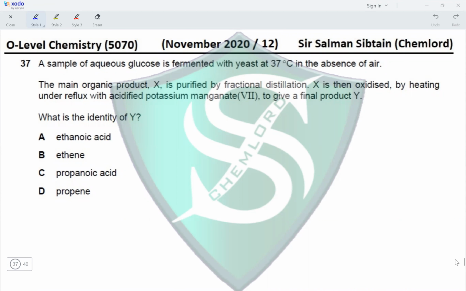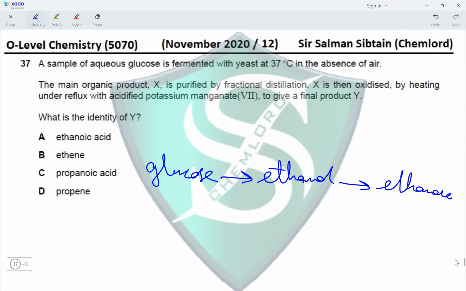Okay, so a sample of aqueous glucose. So glucose when fermented forms ethanol. Ethanol, when oxidized, forms ethanoic acid. So we have glucose being converted into ethanol by fermentation, and it is being converted into ethanoic acid by oxidation. So what is identity of Y? Identity of Y is ethanoic acid, making option A the correct option for this question.